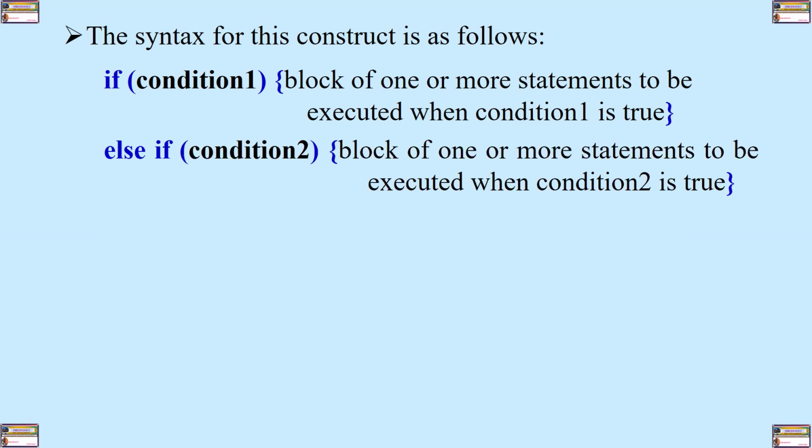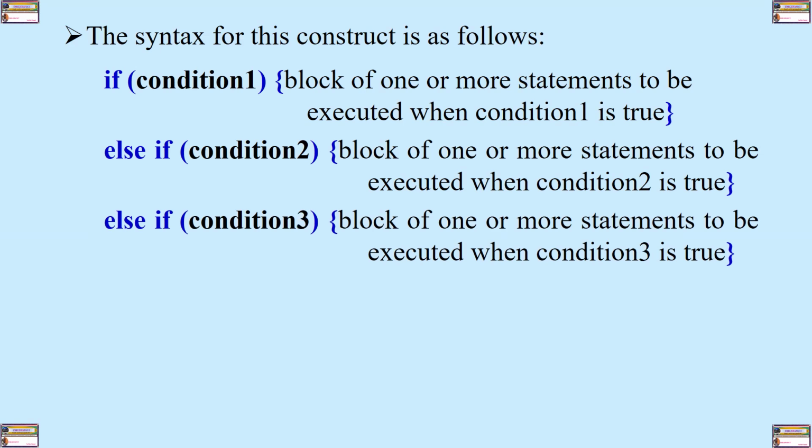Else, if you now have a second condition, if the first condition is not met, check the second condition. If it's evaluated true, execute that block of statements. Else, if condition 3 has been met, if condition 1 is not met and 2 is not met, check condition 3. If condition 3 is met, execute the block of statements for condition 3. Continue that way all the way.